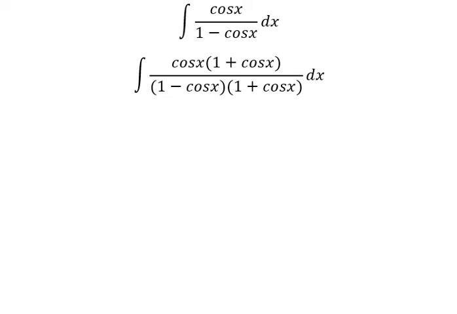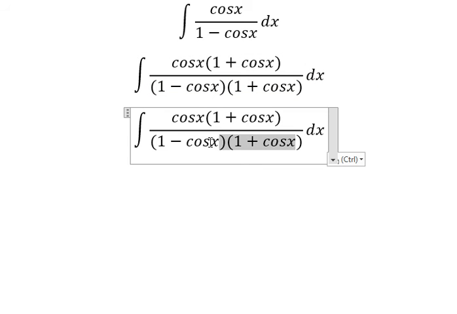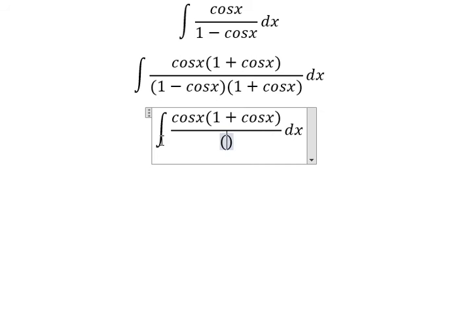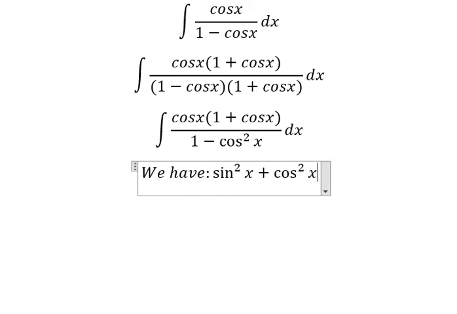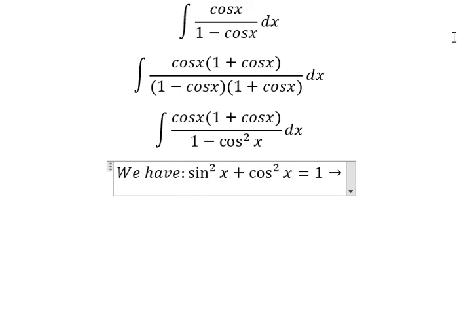Next, this one is about identity. Now we have the formula in here: sine x squared plus cosine x squared equals 1. So we put cosine x squared to the right because we have 1 minus cosine x squared.